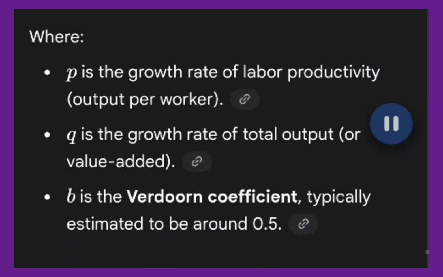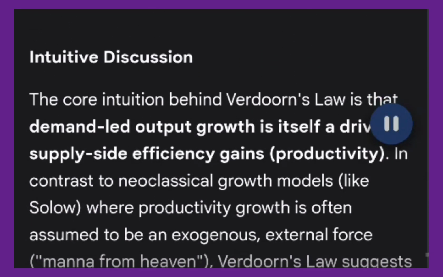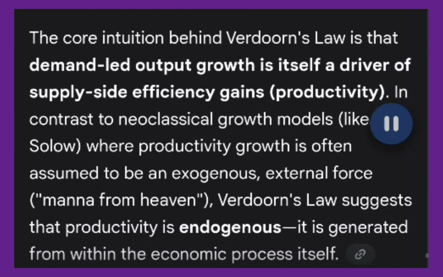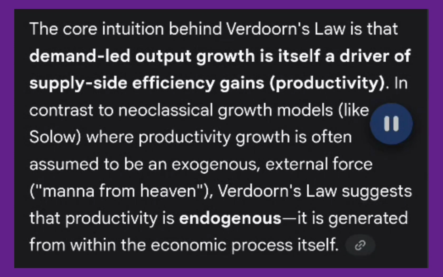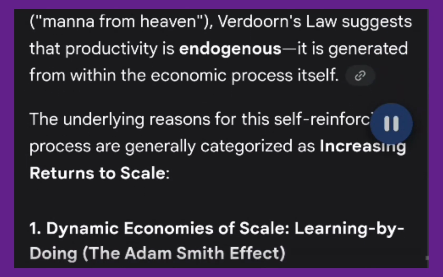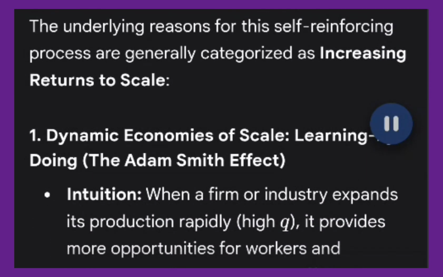Intuitive discussion. The core intuition behind Verdoorn's law is that demand-led output growth is itself a driver of supply-side efficiency gains, productivity. In contrast to neoclassical growth models, like Solow, where productivity growth is often assumed to be an exogenous, external force, manna from heaven, Verdoorn's law suggests that productivity is endogenous. It is generated from within the economic process itself. The underlying reasons for this self-reinforcing process are generally categorized as increasing returns to scale.